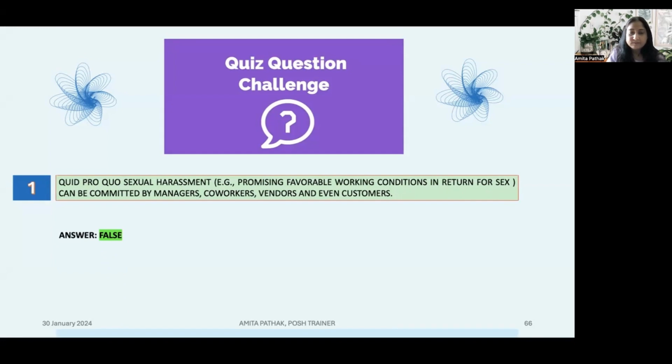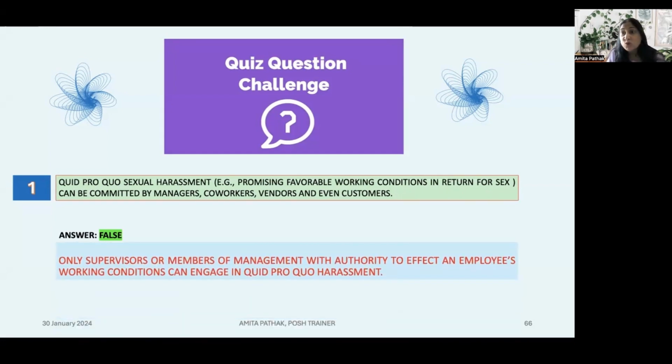false. Why? Because quid pro quo means harassment where an employee who is a boss can affect the performance of their subordinates, not managers, co-workers, vendors, or even customers. So only supervisors or members of management with authority to affect an employee's working conditions can engage in quid pro quo harassment, where there is a relationship of boss and subordinate. Only that is quid pro quo sexual harassment.